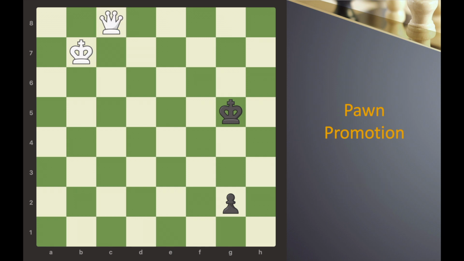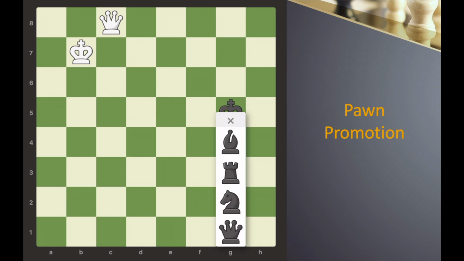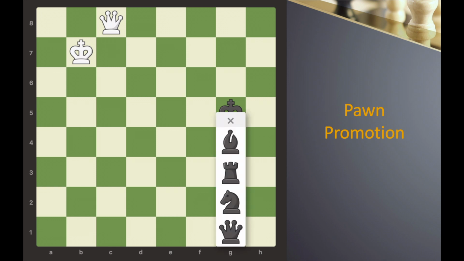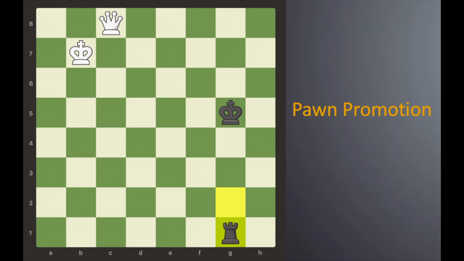In this position, black can move the pawn to g1 and promote the pawn to queen. We can write it as g1=Q. The black pawn can also be promoted to rook, bishop, or knight. For the rook promotion, the notation would be g1=R, for the bishop, g1=B, and for the knight, g1=N.